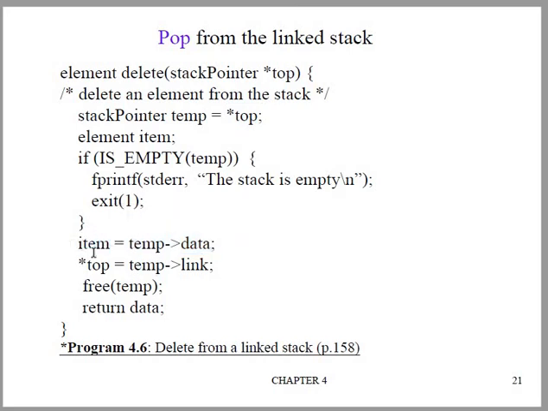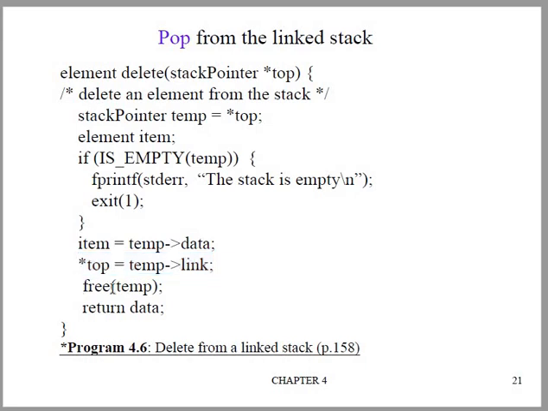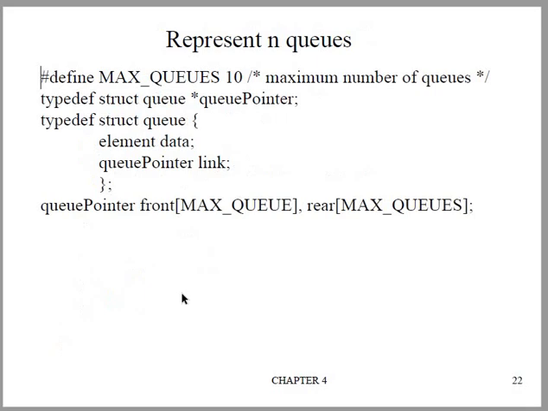Then what is the item below the one the top pointer is pointing to? How can we access that? Top equals temp link. Then whatever temp we have captured, the present top element, we have to remove from the stack. For that, we give free temp. It will free the memory space, and then the top element we have to return to the calling function. For that, we give return data.